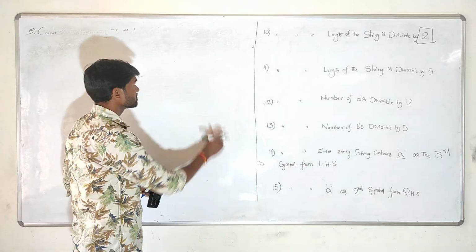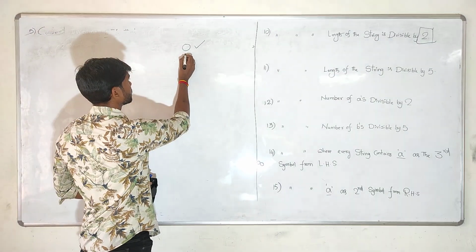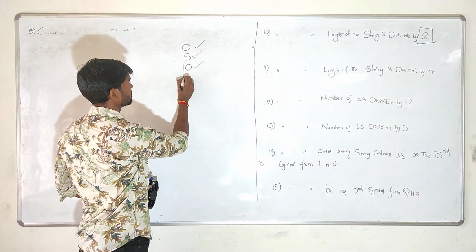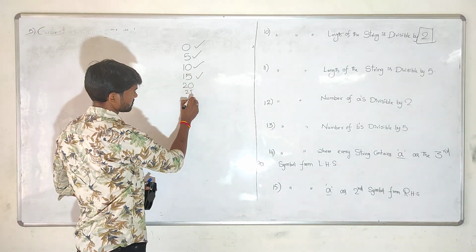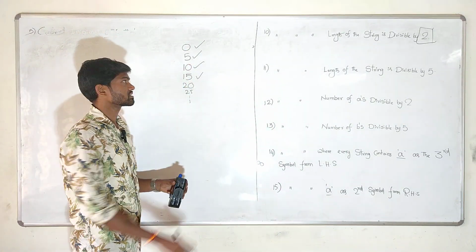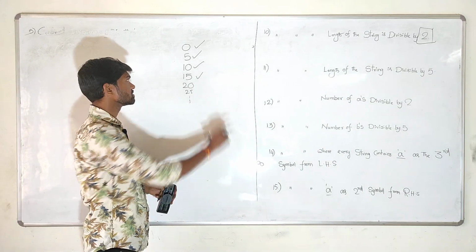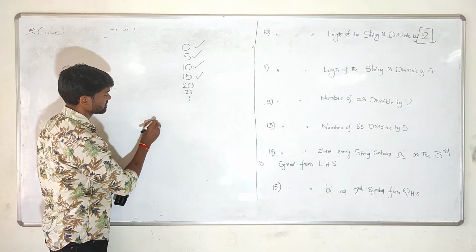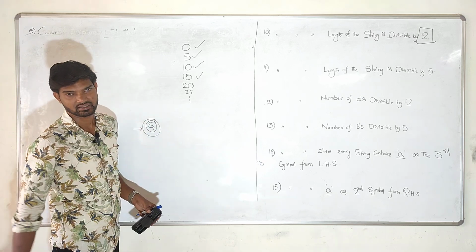So length of the string divisible by 5 means a 0 length string is divisible by 5. A 5 length string is divisible by 5. A 10 length string is also divisible by 5. A 15 length string is divisible by 5. 20, 25, and so on. All the strings whose lengths are multiples of 5 are divisible by 5. So initially, the 0 length string is accepted, meaning the starting state itself is the final state. I already told you, for a 0 length string the starting state itself is the final state.